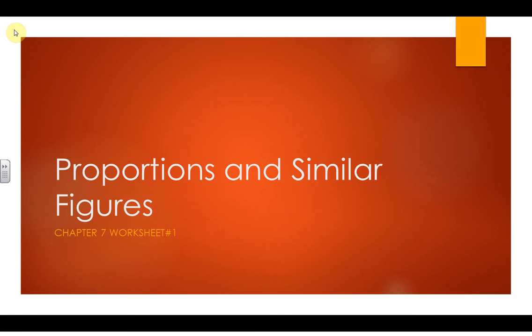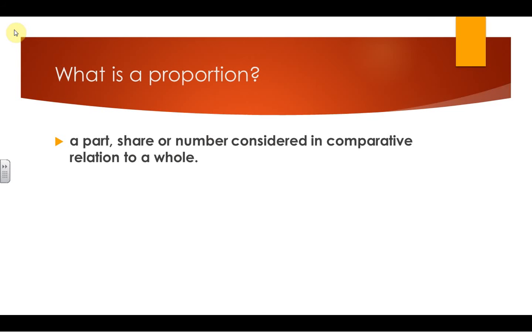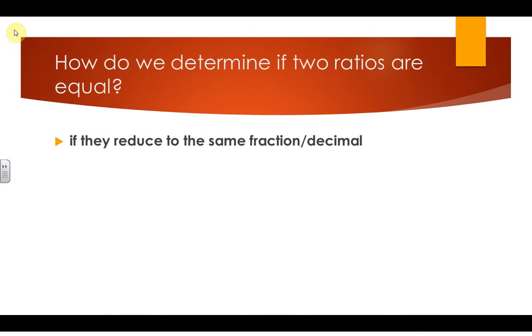Chapter 7, Worksheet 1, Proportions and Similar Figures. This is going to seem quite similar to dilations, and that's why it comes right after it. So what is a proportion? It's a part, share, or number considered in comparative relation to a whole. Basically, it's that image over pre-image that we did last chapter.